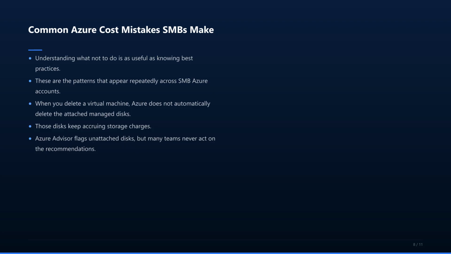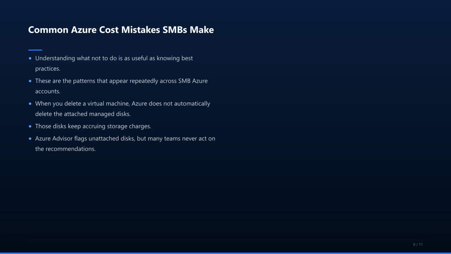Ignoring data egress charges. Ingress, moving data into Azure, is free. Egress, moving data out, is not. Teams that replicate data across regions or pull large datasets to on-premise systems for analysis can accumulate egress costs that rival compute costs. Review your architecture to minimize unnecessary data movement, and use Azure CDN where appropriate to reduce egress from origin servers.